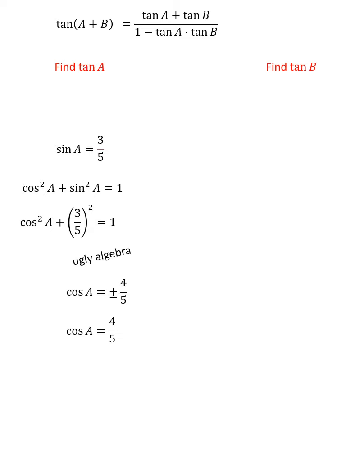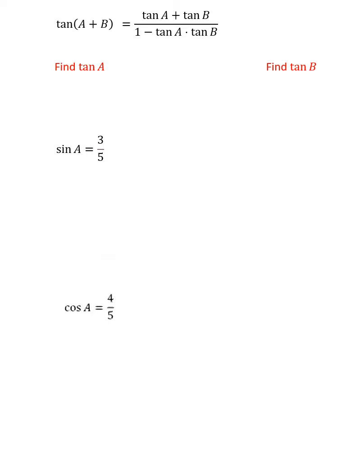But wait, wasn't my goal here to find the tangent of A? Well, now that I know the cosine of A, and I already knew the sine of A, I can compute the tangent of A by just doing sine divided by cosine. When you do the math on that, work not shown, we do end up with the value for the tangent of A. And in some sense, now I'm half done with the problem because I have the tangent of A. I now need to find the tangent of B.